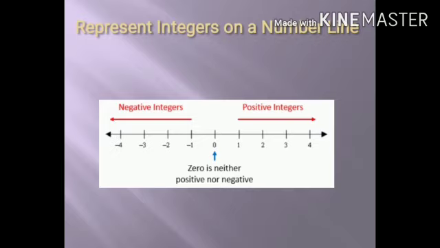And also on a number line, when we add a positive integer, we move to the right on the number line. And when we add a negative integer, we move to the left. Suppose you are subtracting a positive integer, surely we have to move from right to left. Whereas if you are subtracting a negative integer, we have to move from left to right on a number line. So this is the way we can represent integers on a number line.